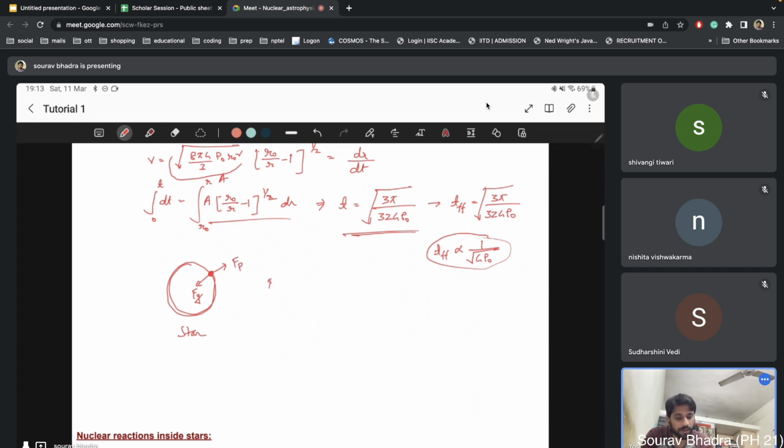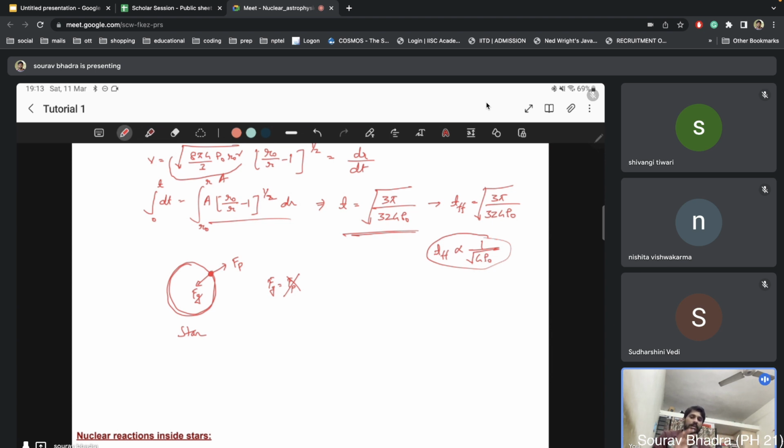So up to which time Fg and Fp are in equilibrium, the star will be in its shape. When the nuclear burning is coming to an end, Fp will not be there and Fg will dominate, so the star will collapse. This is the reason of supernova also.